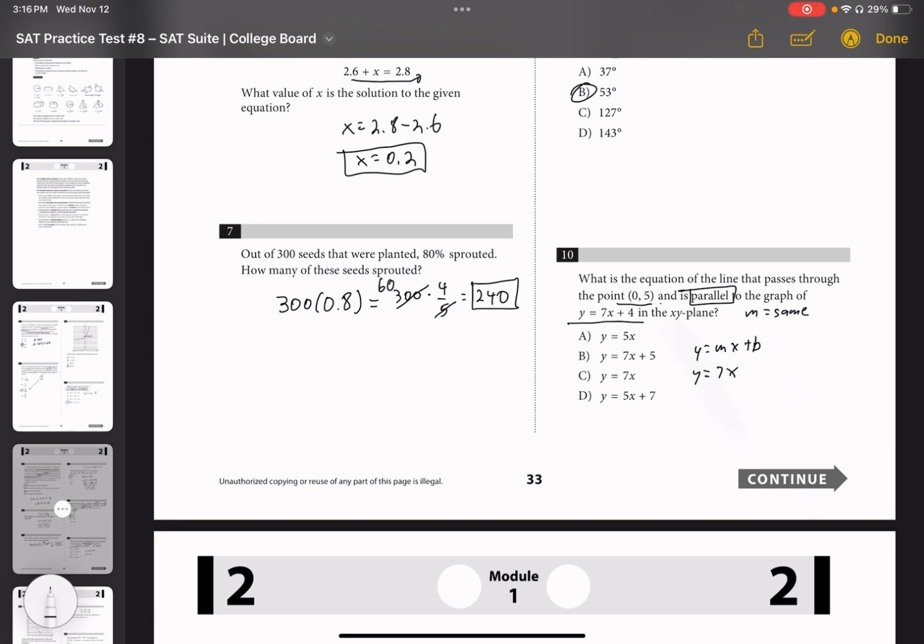Now, instead of plugging in points, we are actually given our y-intercept, because remember, when x is 0, the y value is the y-intercept. So 7x plus 5 will give us our equation that is parallel to y equals 7x plus 4. And remember, if we directly compare these equations, they will never intersect, which is what makes them parallel, because they have the same slope and different y-intercepts. So remember, our answer is 7x plus 5.